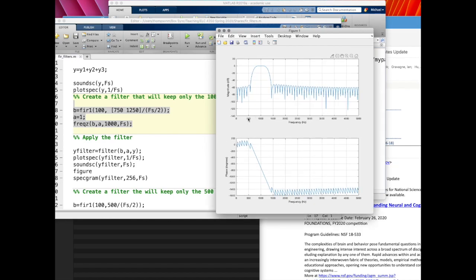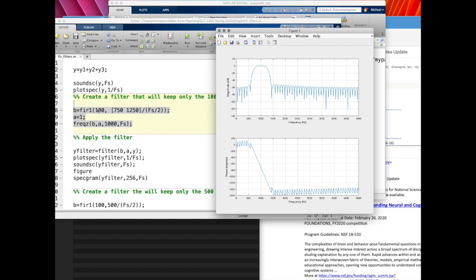Down here you see it starts to cut on around 500 and cuts off. So when we get to 750, it's within the pass band of the filter. And we talked about in class, you can't have perfectly sharp edges. So the order of the filter matters.